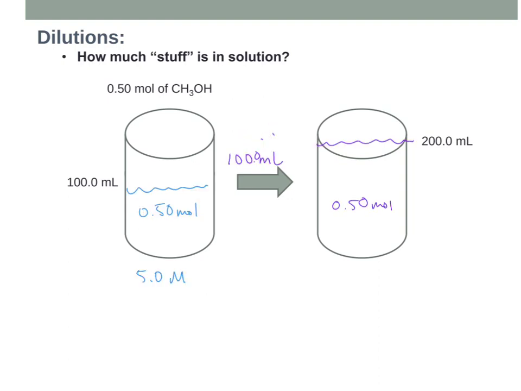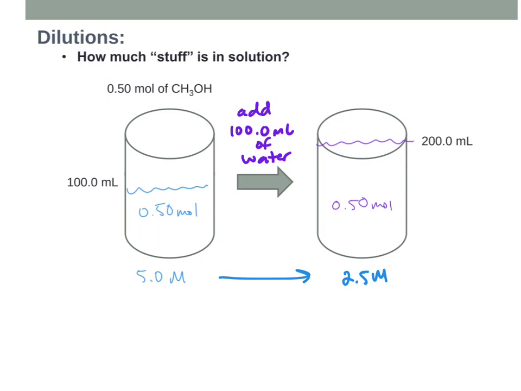Let's do this. Let me erase this entirely. I just want to be super clear. So add 100.0 milliliters of straight up water, right? So we've doubled the volume, or in other words, the concentration is now half, right? Because we doubled the volume, the concentration was cut in half.